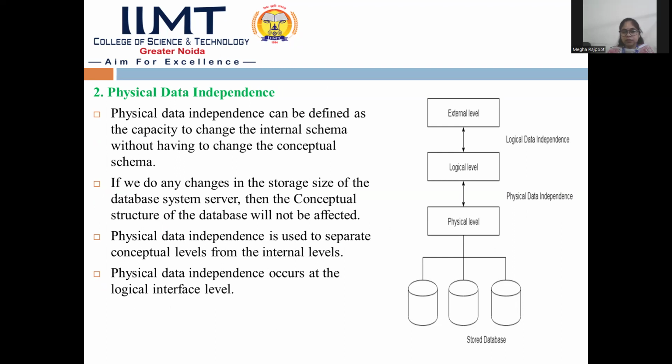Physical data independence is used to separate conceptual levels from the internal levels, and physical data independence occurs at the logical interface level. So this is the diagram of data independence. There are three levels, as we discussed in schema architecture. First one is the physical level, second the logical level, and third the external level. So data independence lies between these three layers.